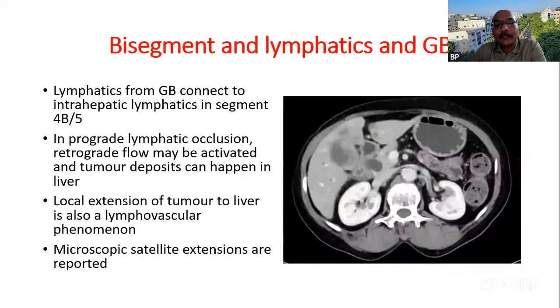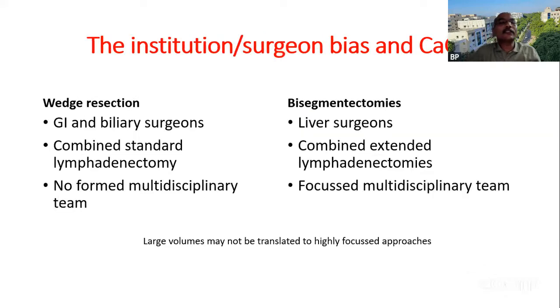So the principle of bisegmentectomy is we know that the gallbladder attaches to segment 4B and 5. It extends there, and there are lymphatics there, prograde and retrograde flow is there, and satellite lesion extensions are there. But these philosophies, although biologically proved, are not converted to practice in surgery. So there will be an institutional bias and surgeon bias.